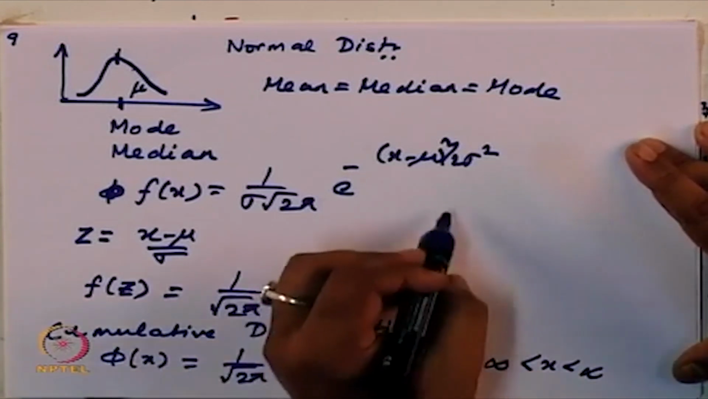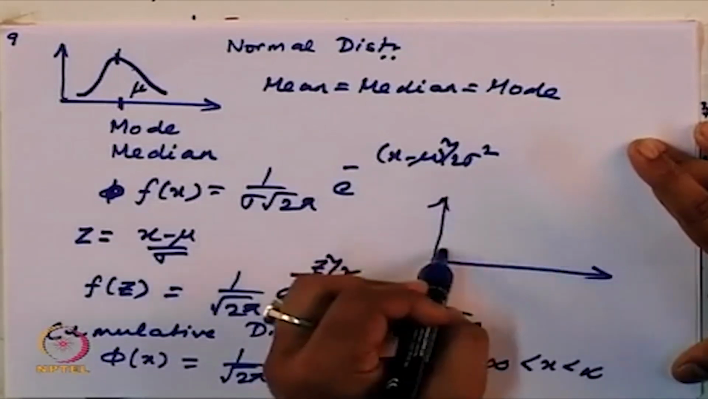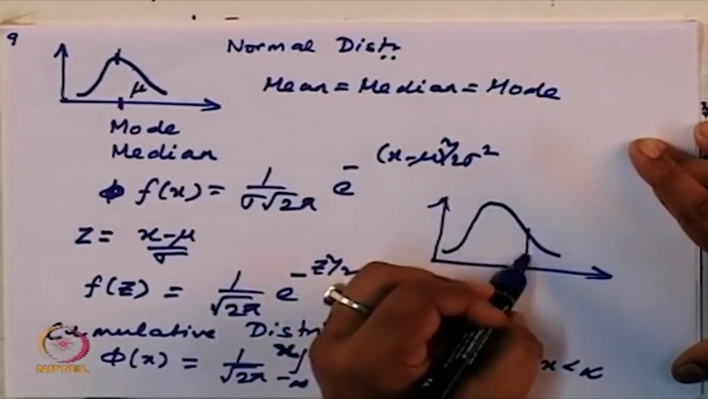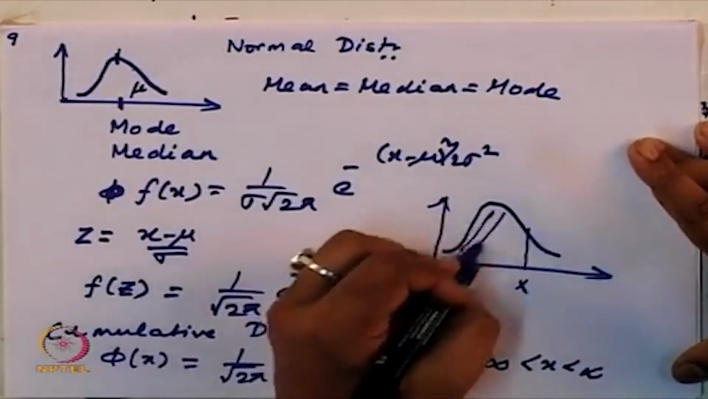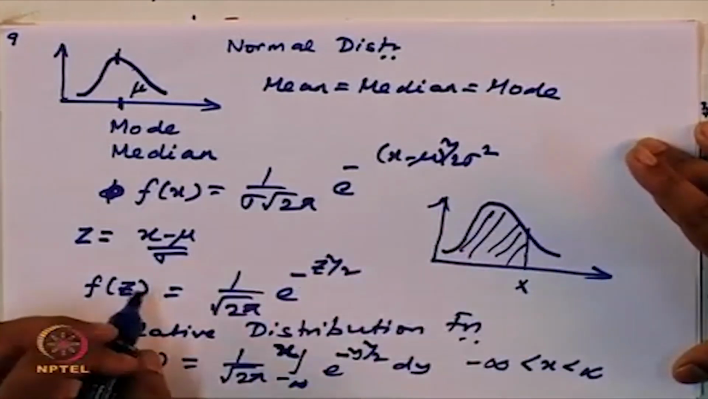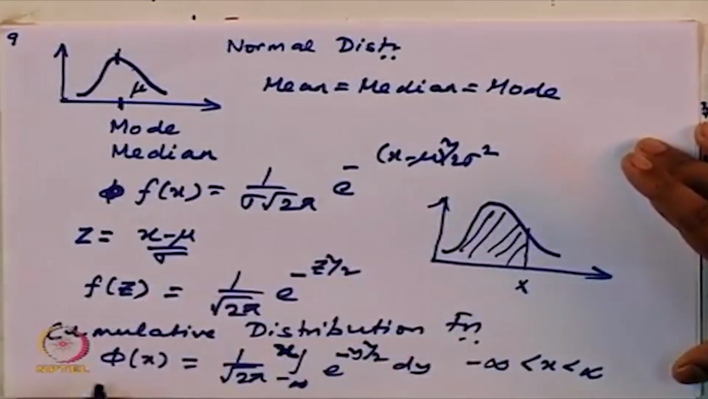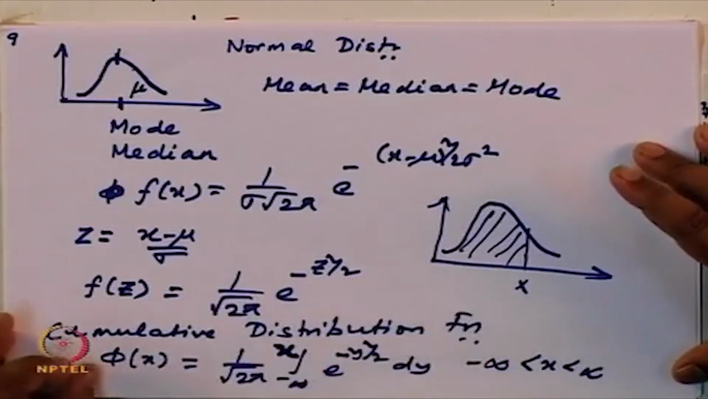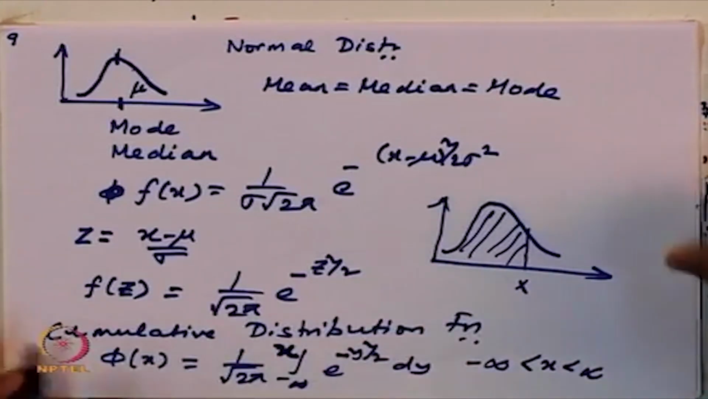So what is phi of x for this distribution? For any value x, phi of x is this area under the curve. This is your total probability of finding any x in any value less than x.